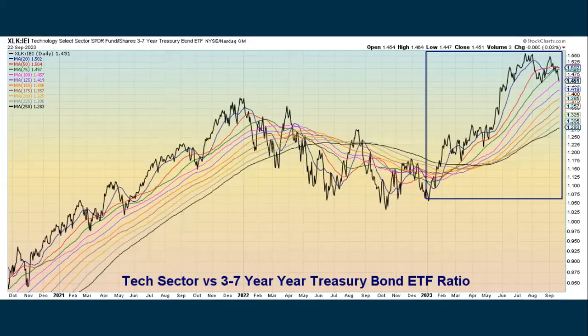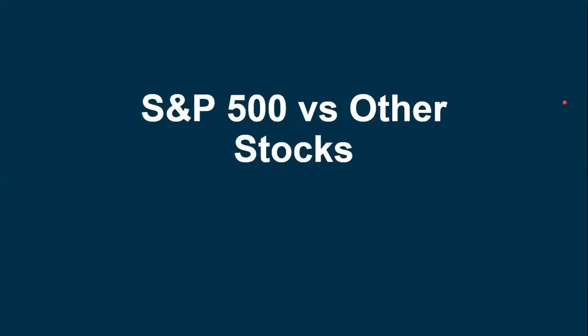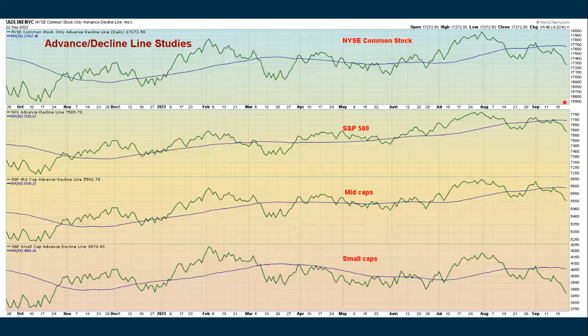We look at the tech sector and compare it with bonds. Longer term, tech is outperforming. Shorter term, it's underperforming. And then we compare the S&P with other stocks. We look at an advanced decline line study, and this looks at a lot of different indexes. We take just the common stock on the NYSE, where we're seeing weakness, also weakness with the S&P and the mid caps, and we're seeing even more weakness with the small caps.